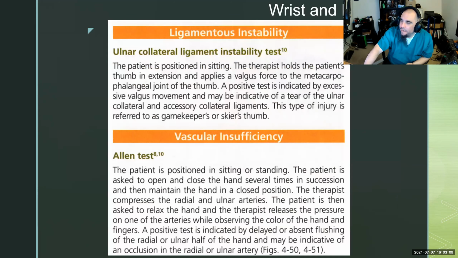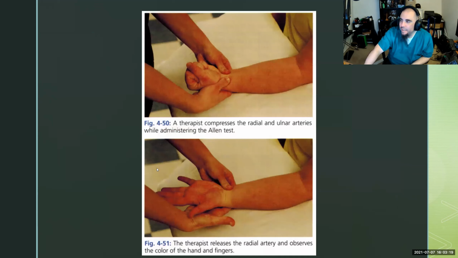Ulnar collateral and another Allen test. I'm going to say for these both, don't really worry about them. I don't think I've encountered them. This Allen is just another vascular insufficiency test for thoracic outlet.